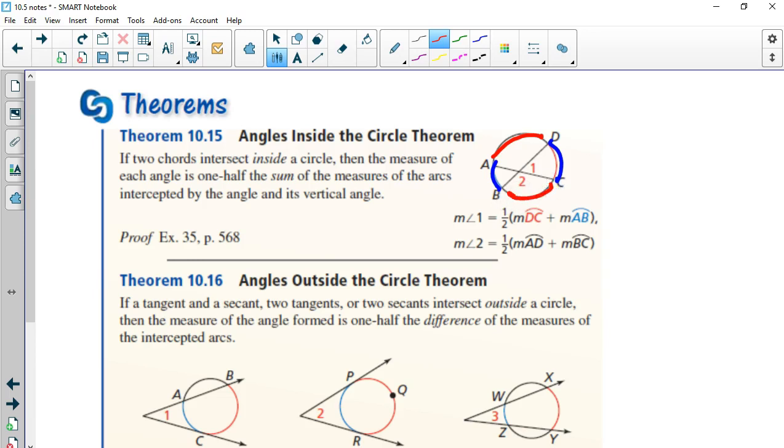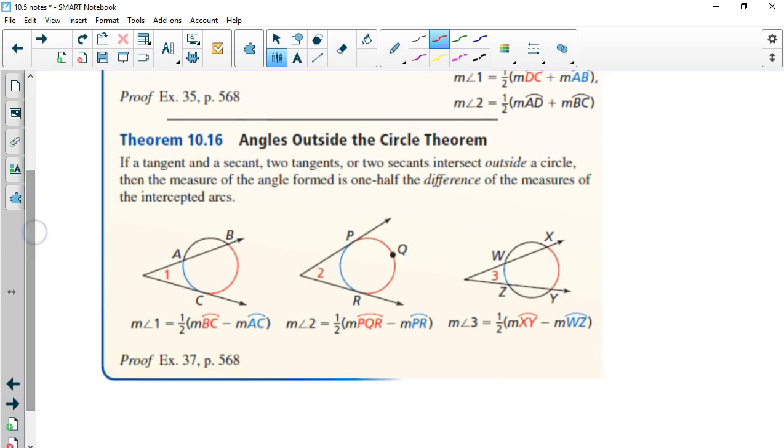So let's look at that again and read it again. If two chords intersect inside a circle, the measure of each angle is 1/2 of the sum of the measures of the arcs intercepted by the angle and its vertical angle. So we'll be practicing that, so it'll make more sense once we do it.